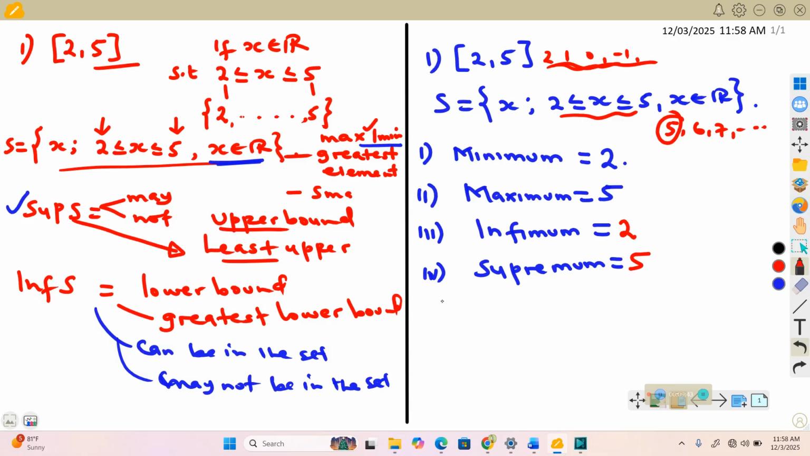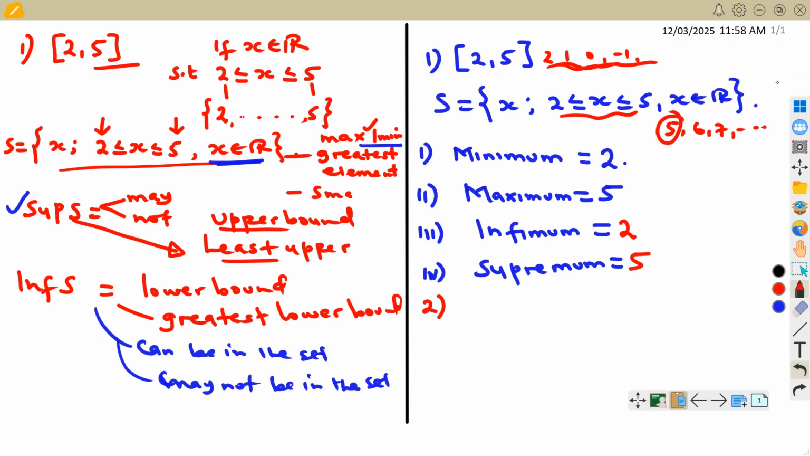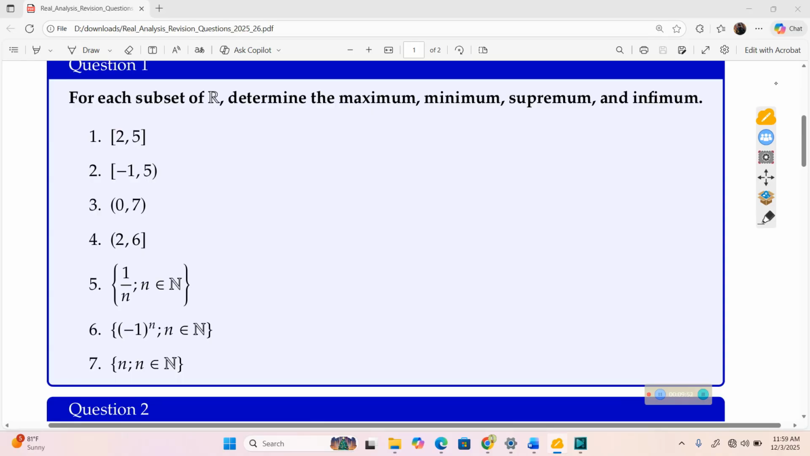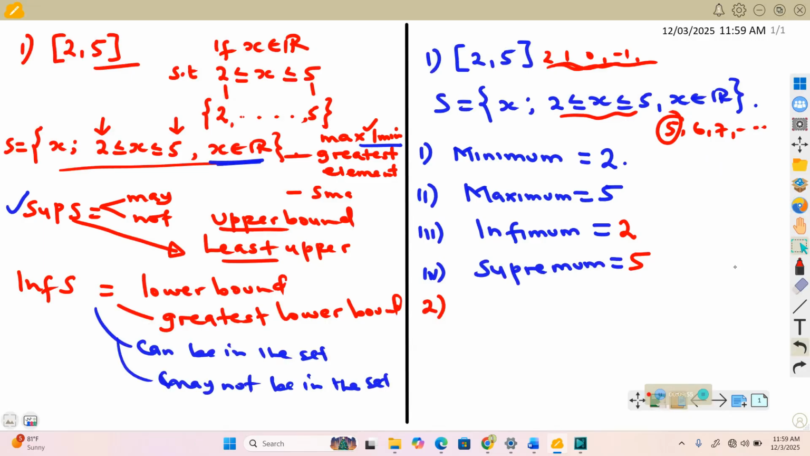So let us look at part 2. Part 2 is about -1 to 5. So we have -1 to 5, and it is open at this given end. We need to talk about the minimum, the maximum, the infimum, and the supremum.